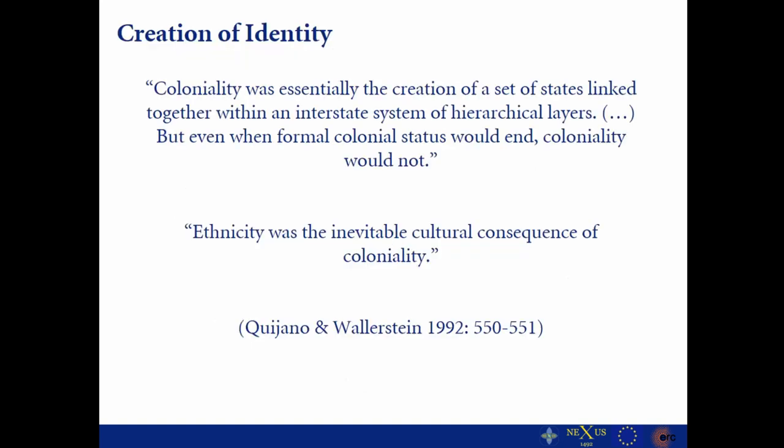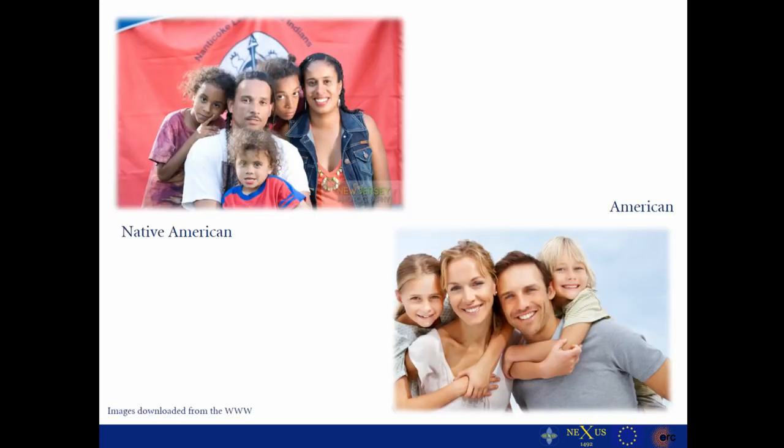So for me, this is very interesting, and here I bring a quote from Quijano and Wallerstein, who have so wonderfully put it, that coloniality was essentially the creation of a set of states linked together within an interstate system of hierarchical layers, but even when formal colonial status ends, coloniality will not. And this, I think, in agreement with Quijano and Wallerstein, is what happened in this particular case. And then they go further to explain that ethnicity was the inevitable cultural consequence of coloniality. And this is very clear in the American continent when we have a population that is American, the true Americans, and then the others, which are the Native Americans, for example, as in this picture, or Black Americans or Asian Americans or Latin Americans, as in my case.